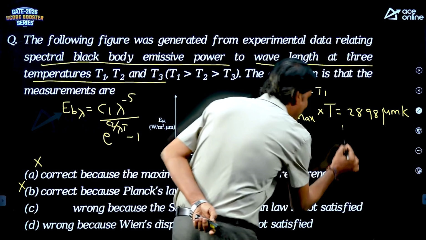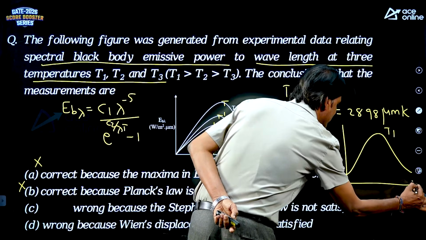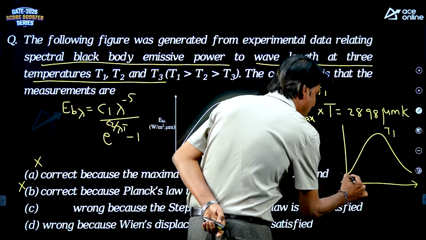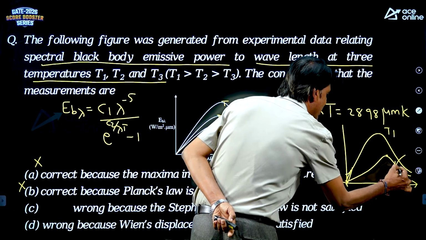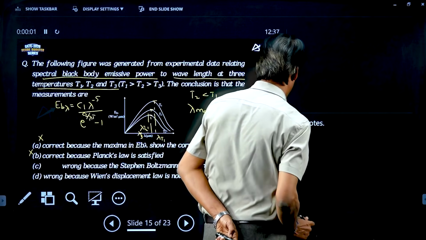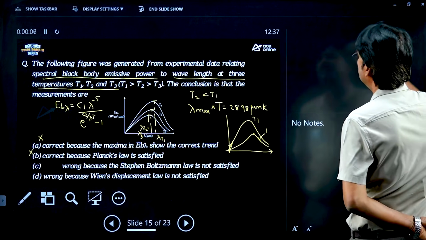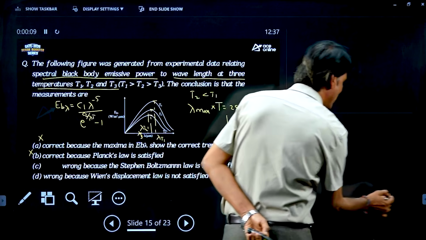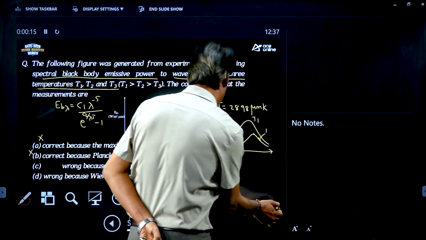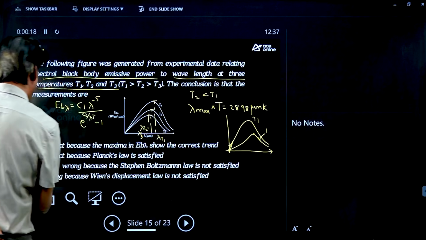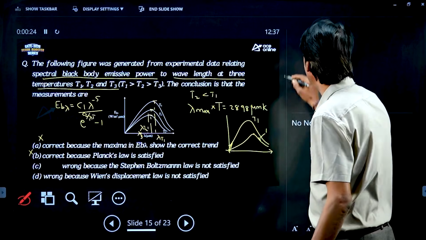That means your actual plots should be, if this is T1, the plot for T2, say, should be like this. This should be equal to your value of T2. So it is not so. That is not the behavior which we have to obtain.